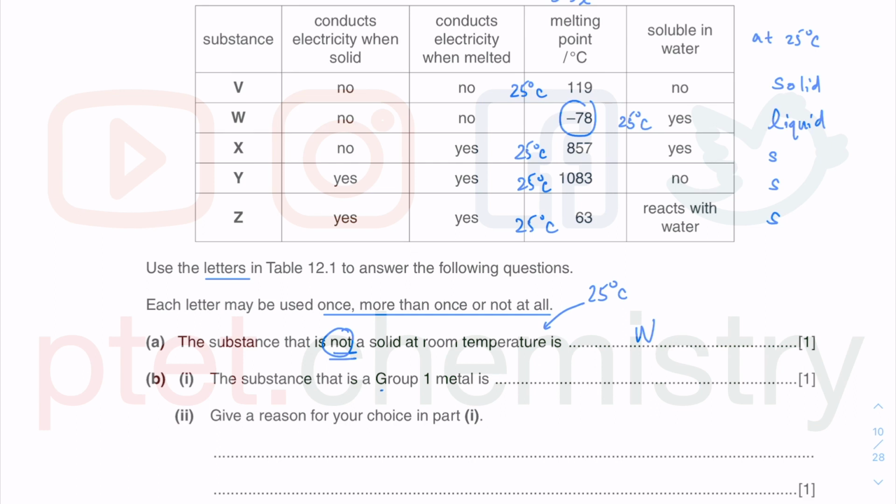Next one, the substance that is a group 1 metal. Group 1 metals conduct electricity when solid. So this one conducts when solid, which suggests that these are metals. Metals conduct electricity when they are solid, and conduct when melted, that's fine. It reacts with water, whereas this one doesn't react with water. We know group 1 metals react with water. So this one that reacts with water must be group 1, and not this one, which has no reaction with water. So we're looking at Z.